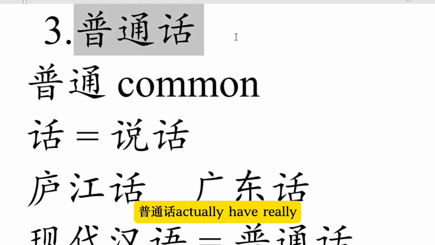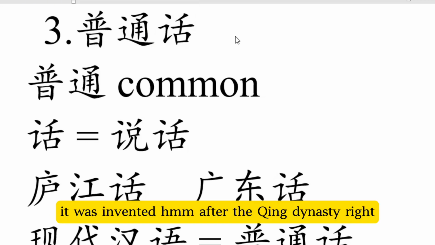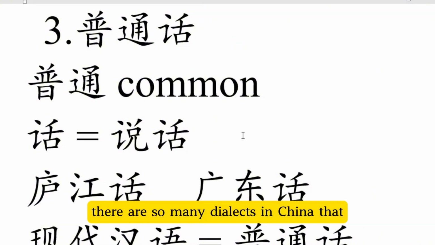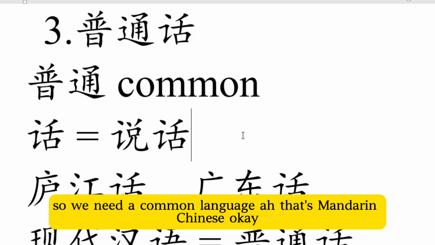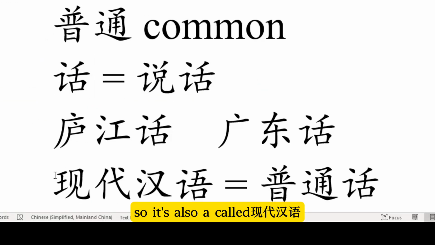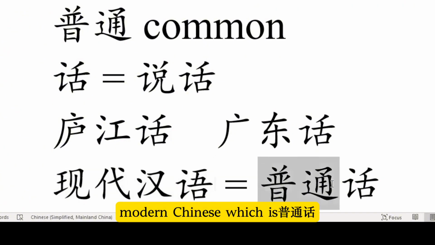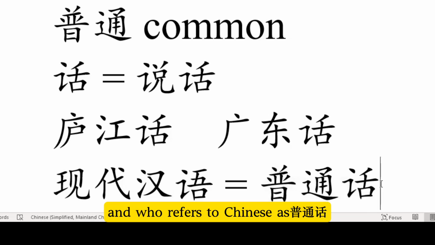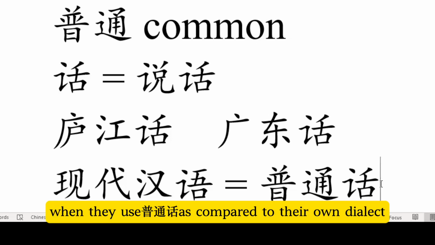Now 普通话 actually has a really short history, well, compared to the history of China. It was invented after the Qing dynasty, right? There are so many dialects in China that sometimes it's impossible for one to communicate with another. So we need a common language. That's Mandarin Chinese. Okay, so it's also called 现代汉语, modern Chinese, which is 普通话. And who refers to Chinese as 普通话? It's mostly mainland Chinese, when they use 普通话 as compared to their own dialect.